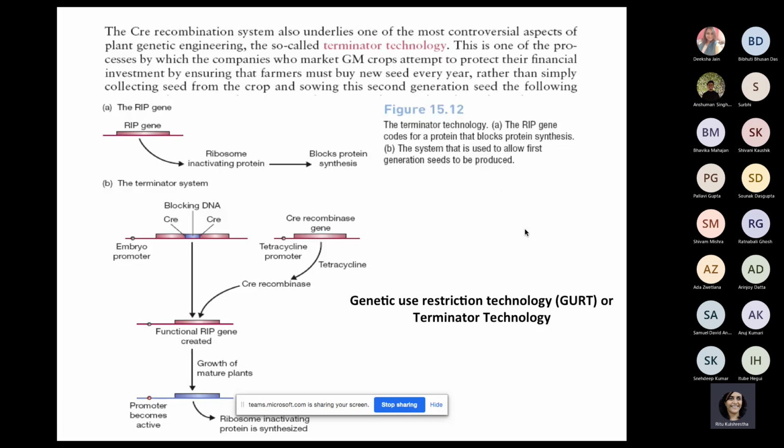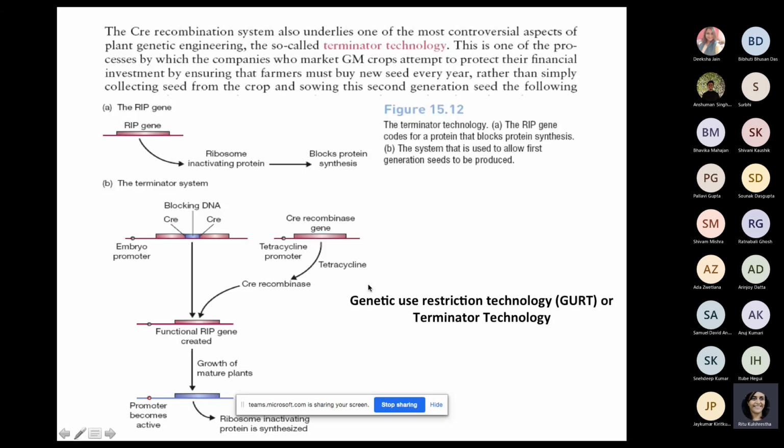So it meant that every year the farmers have to buy the seeds from the developers, from the companies. In one way it was not liked by the farmers at all, because then they became totally dependent on the companies to buy the seeds every year, which was not a good thing. So it is a highly controversial technology, and I'll tell you how smartly these company people had developed this technology.